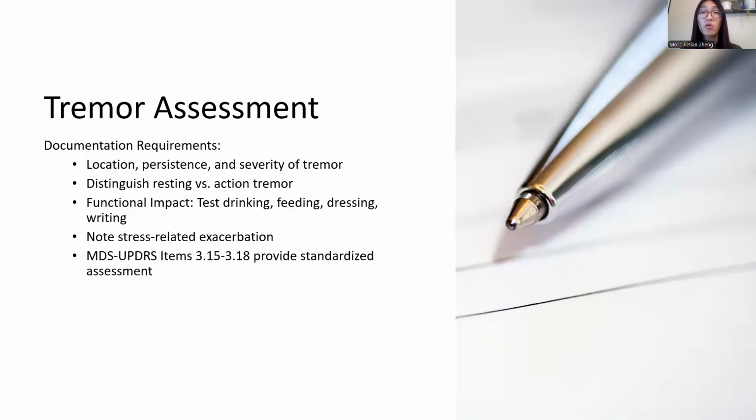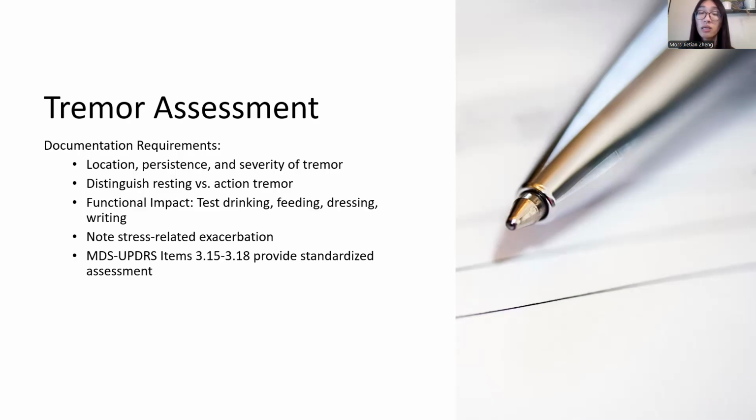Tremor assessment requires careful documentation of location, persistence, and severity. We need to distinguish between resting tremor, which is the classic Parkinson's disease presentation, and action tremor, which may appear as the disease progresses. The functional impact is what matters most to the patients. So we should test activities like drinking from a cup, feeding, dressing, and writing to see how tremor interferes with daily tasks.